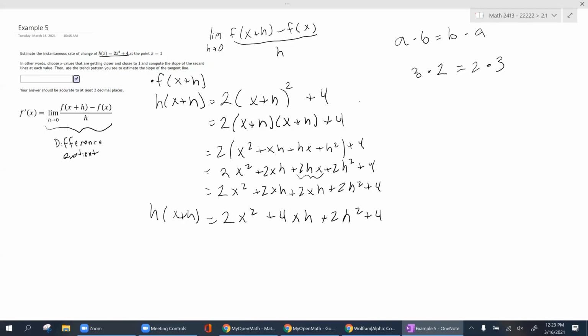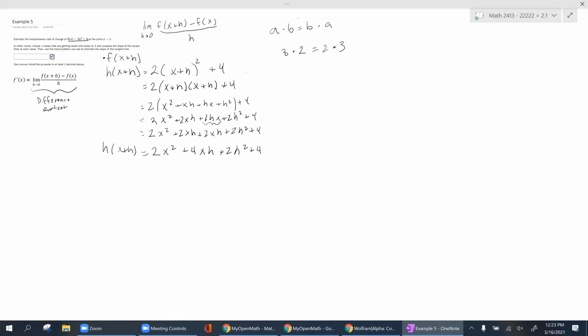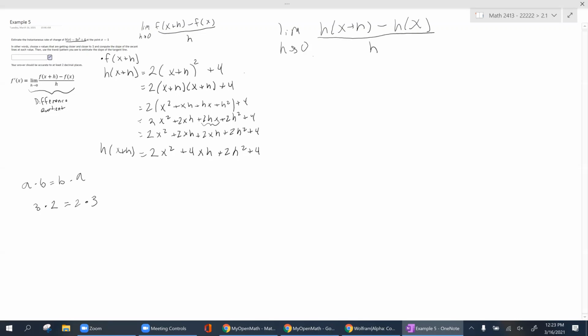Then I need to subtract f of x, but I know what f of x is. That's just the function that was given to me, which is h of x, and I know all over h. So now I have everything that I need. Let's move this to the side. What I'm trying to do here is going to be the limit, and I'll fill you in on what that means. The limit as h approaches 0 of h of x plus h minus h of x, all over h.